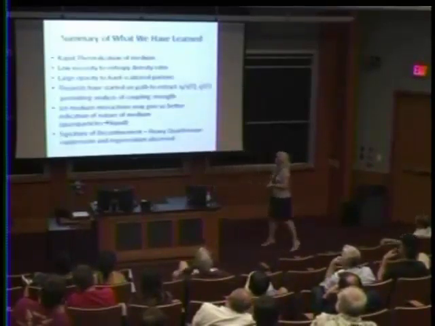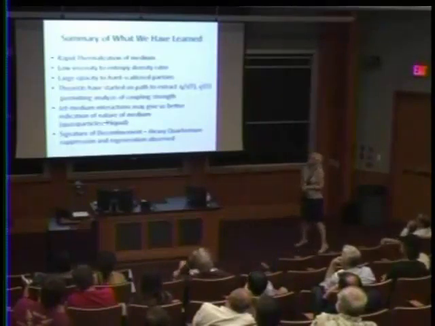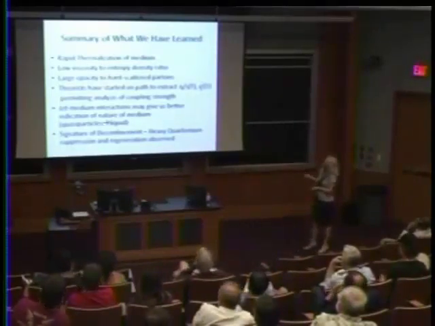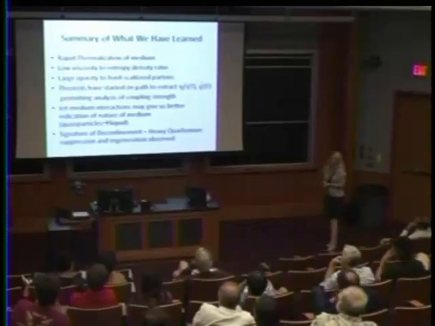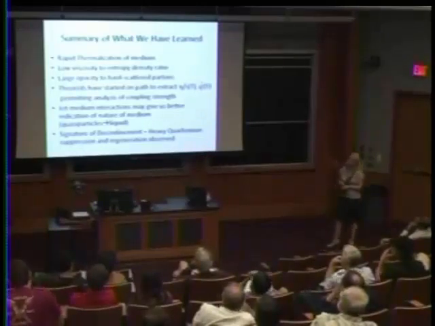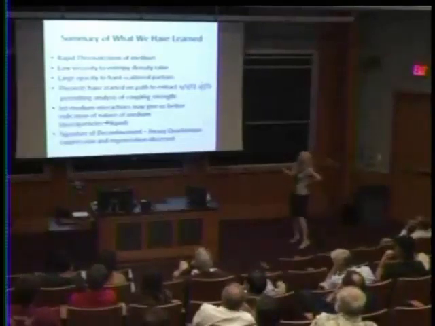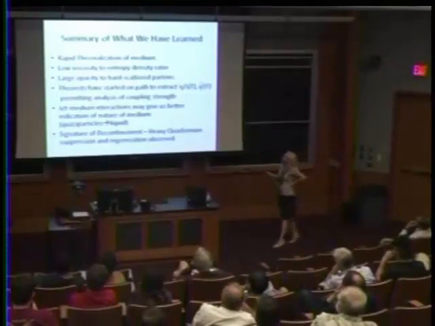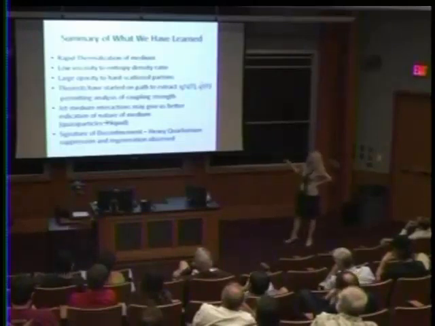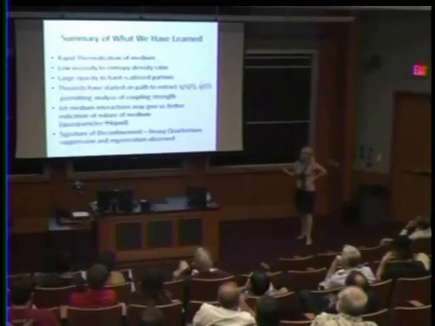Finishing. Summary of what we've learned. We've learned that at RHIC we have rapid thermalization of the medium. We have very low viscosity to entropy density ratio, lowest of any substance known. Large opacity to the hard scattered partons, very dense medium, large transport coefficient. And the theorists have started on a path to try to extract these transport coefficients as a function of temperature, which will permit analysis of coupling strength.